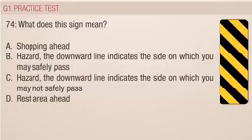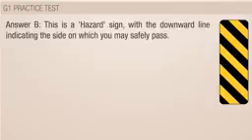Question 74. What does this sign mean? A. Shopping ahead. B. Hazard. The downward line indicates the side on which you may safely pass. C. Hazard. The downward line indicates the side on which you may not safely pass. D. Rest area ahead. Answer B. This is a hazard sign, with the downward line indicating the side on which you may safely pass.